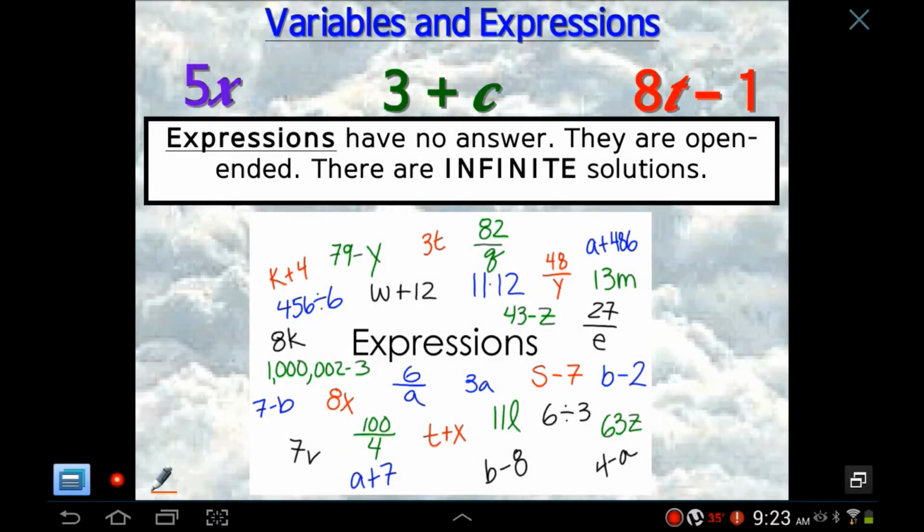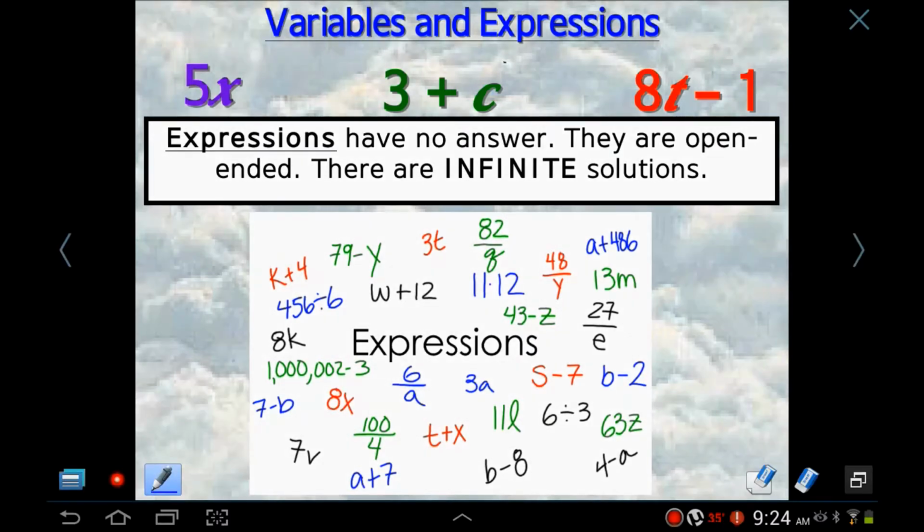I know I already have talked about this in a previous lesson, but an expression, just so you know, has no answer. They're open-ended, much like a question you might ask somebody. You might ask somebody, how are you feeling? You could ask that question to 25 people and get 25 different responses. Same thing applies to expressions. Expressions have no one answer. That's just how they are. They're open-ended. Infinite number of solutions.